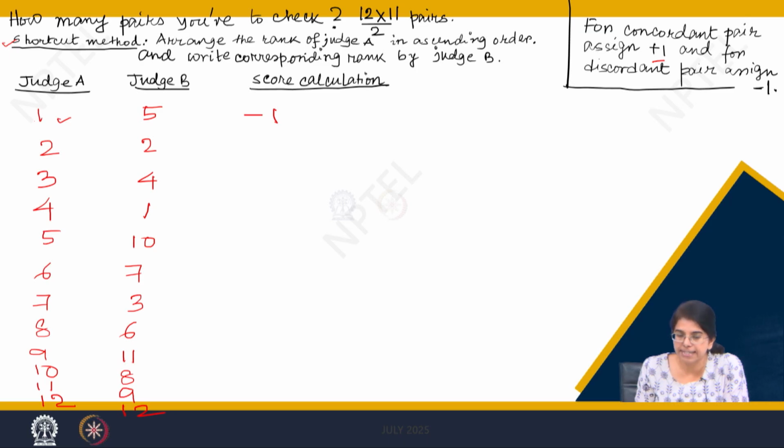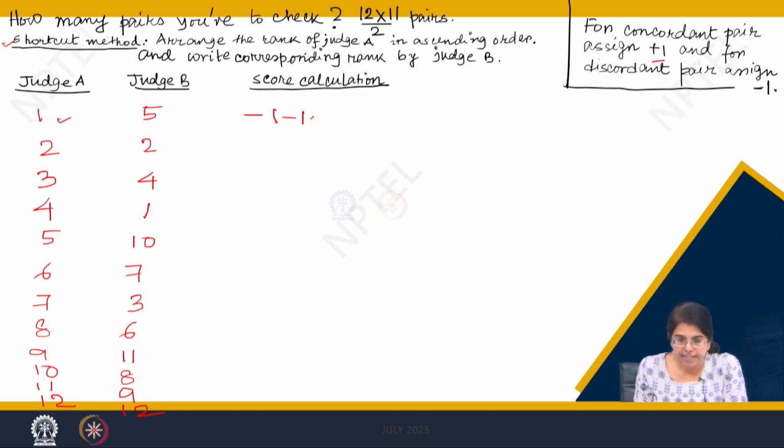1 is less than 2, does it imply 5 is less than 2? No, 5 is bigger than 2. Clear? So that is minus 1. So similarly, 1 is less than 3. I am not looking at this part, just working on this part, that 1 is less than 3. Does it mean that 5 is less than 4? No, 5 is bigger than 4. So again a discordant pair, and we will assign minus 1.